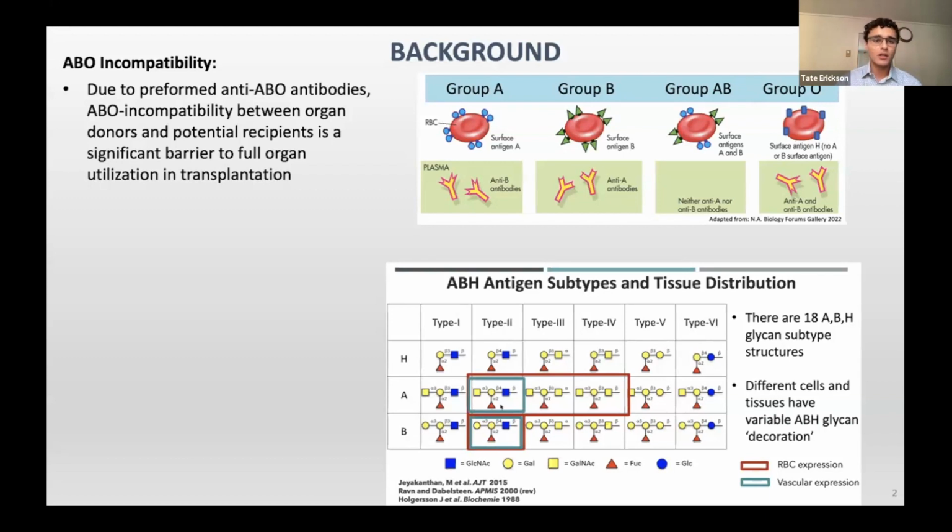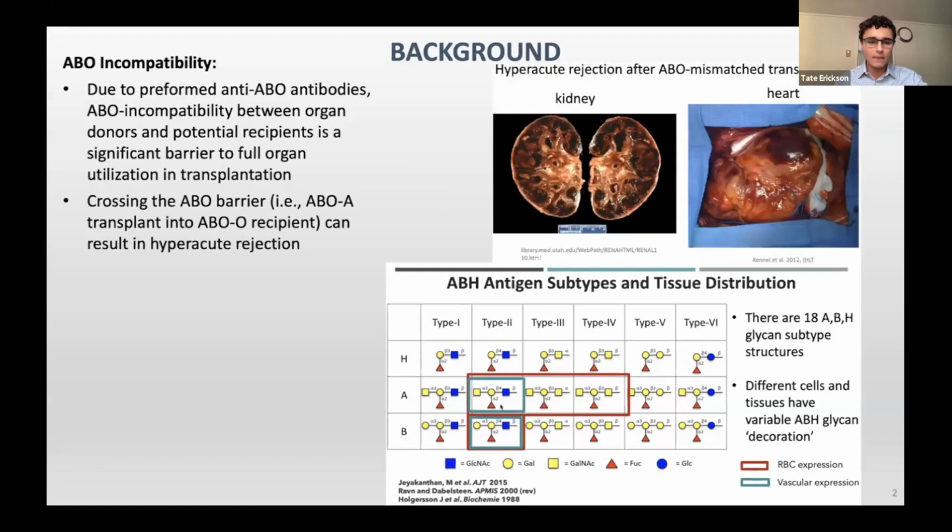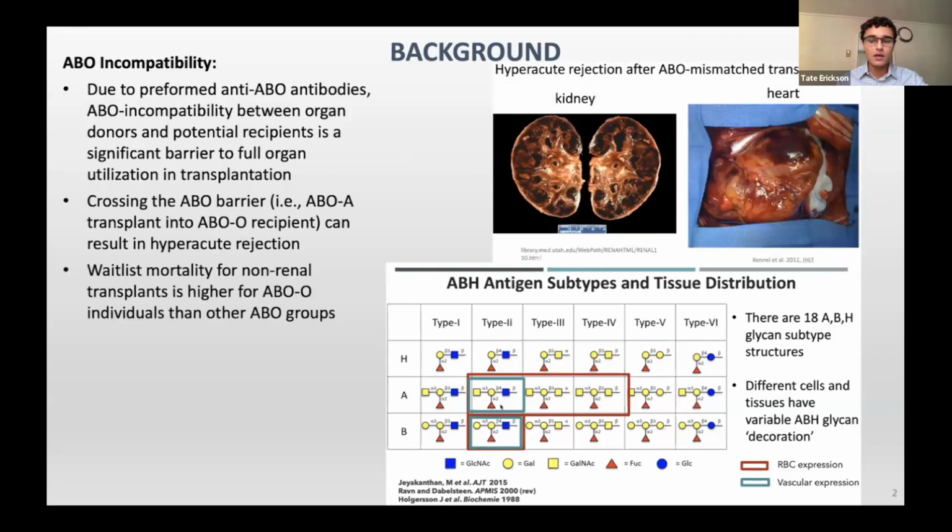And so this project is looking at a new method. Instead of reducing recipient antibodies, what if we could reduce the donor antigen to facilitate ABO-incompatible transplantation. And so there are 18 glycan subtype structures in the ABH antigen system. And really what we're interested in is this type 2 A antigen, as this is the antigen that's present across all vascular tissue in the human body.